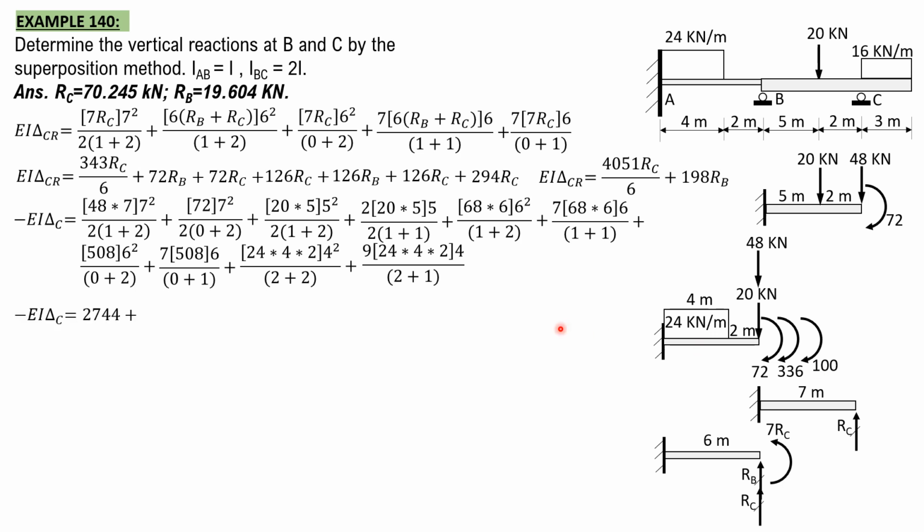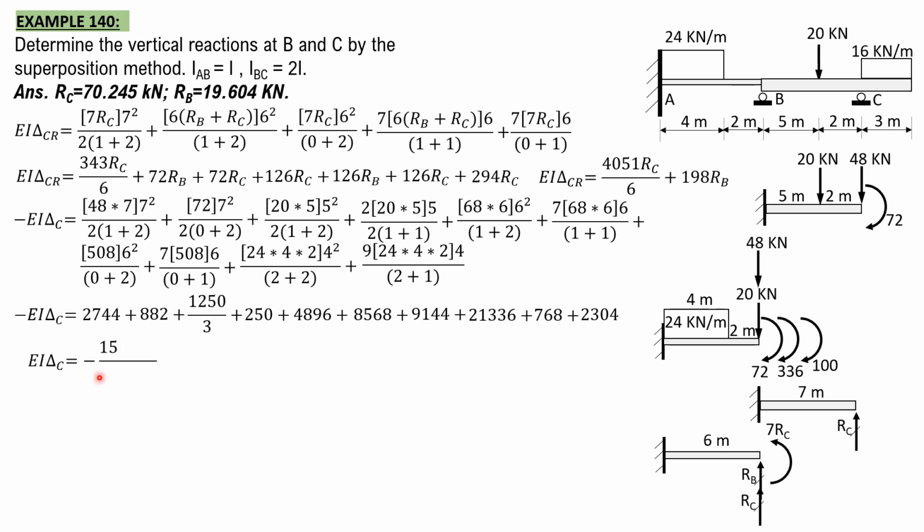So combining, negative EI delta C is 2744 plus this one is 882. This term is 1250 over 3 plus this term 250 plus this term 4896 plus this term 8568 plus this term 9144 plus this term 21336 plus this term 768 plus last term 2304. So combining, EI delta C is negative 153926 over 3. Then at B, so the first equation therefore is 4051 R sub C over 6 plus 198 R sub B equals 153926 over 3. Call that equation 1.